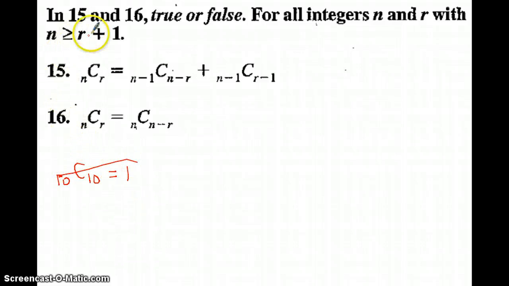We're talking about stuff where n is greater than or equal to r plus 1. So we could be talking about stuff like 10C9 or something more interesting. We're not going to choose just all of them, but at least slightly less than them. Basically what I'm saying here is that n minus 1 is greater than or equal to r. Same thing as that. So in those types of situations, we're talking about stuff like 10C0 through 10C9.